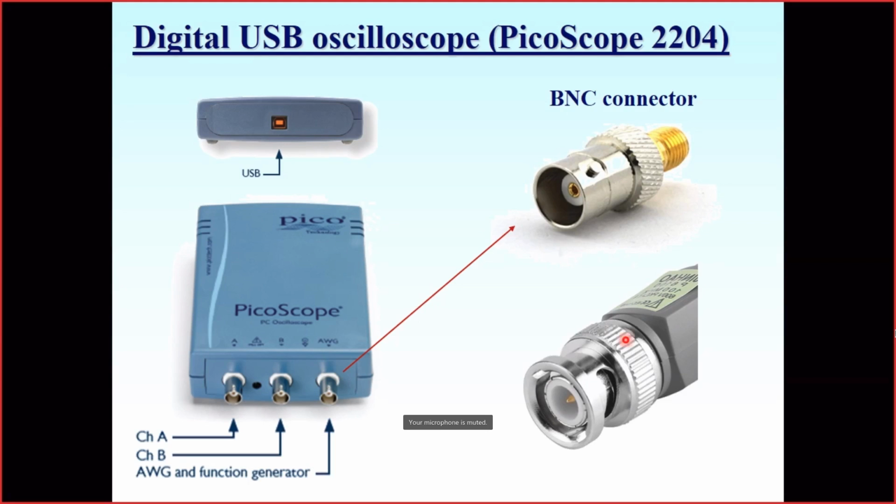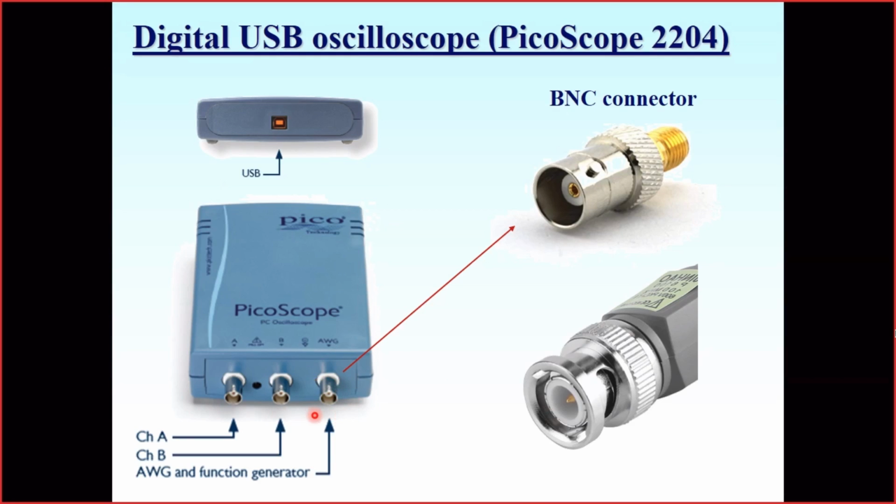Here are just some examples of scopes. This is a scope that I hope we will use in our laboratory classes. It is connected via USB to the computer, and it's a two-channel scope. So it has two channels, A and B. You can observe two signals simultaneously, and this scope has a very useful feature: it has a function generator built in.